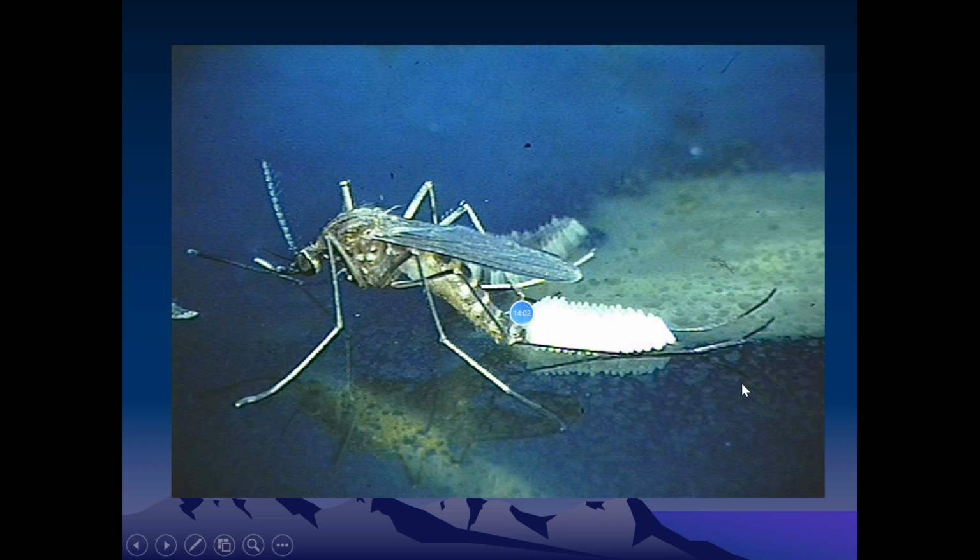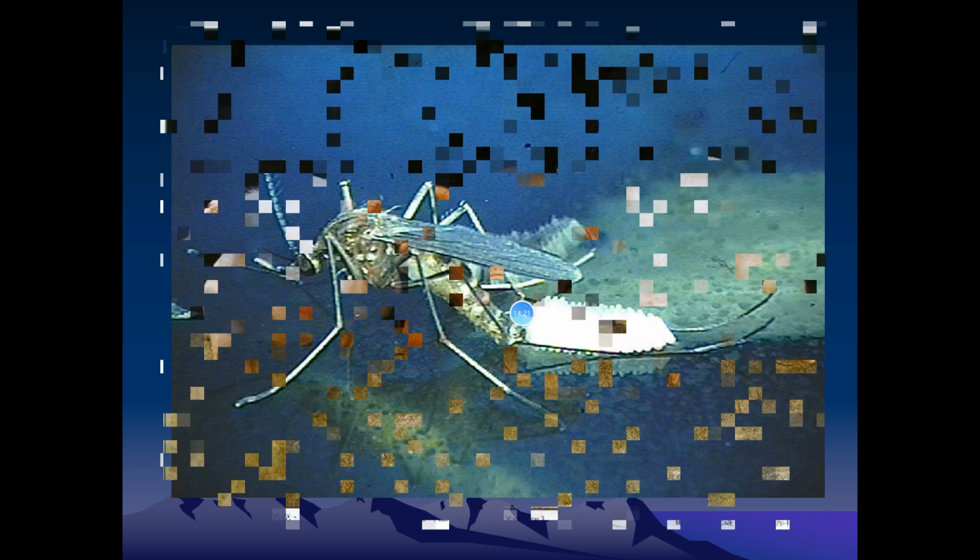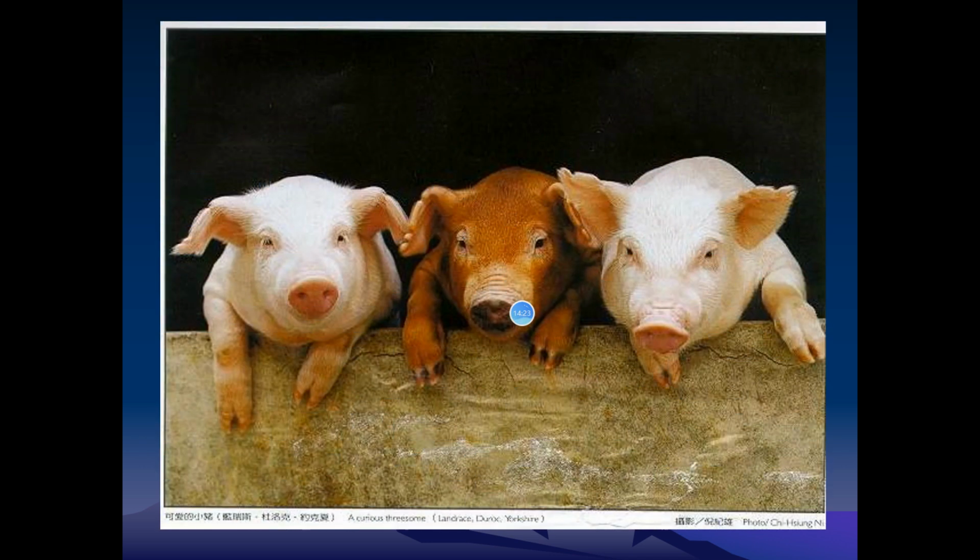So we saw this picture. We saw Culex, a mosquito. They transmit to the human if you are bitten by this one. And the next picture. Is it a bird? No, it's a pig. It's a major reservoir of this disease.